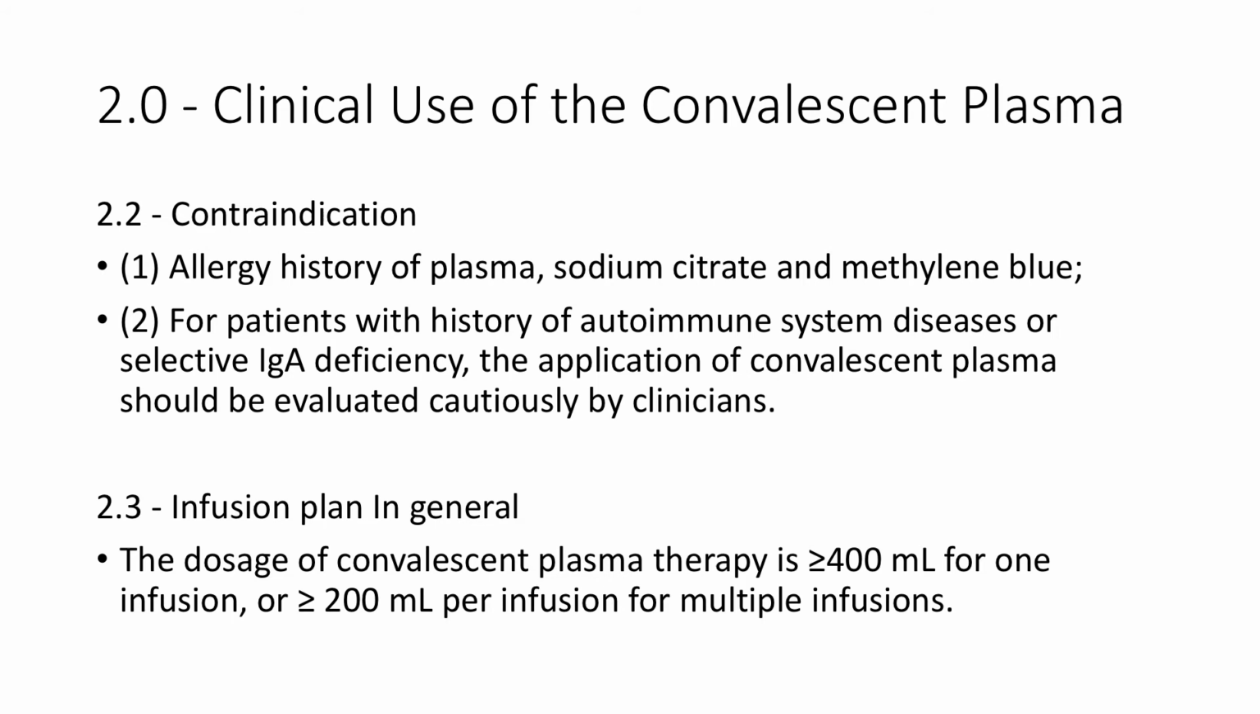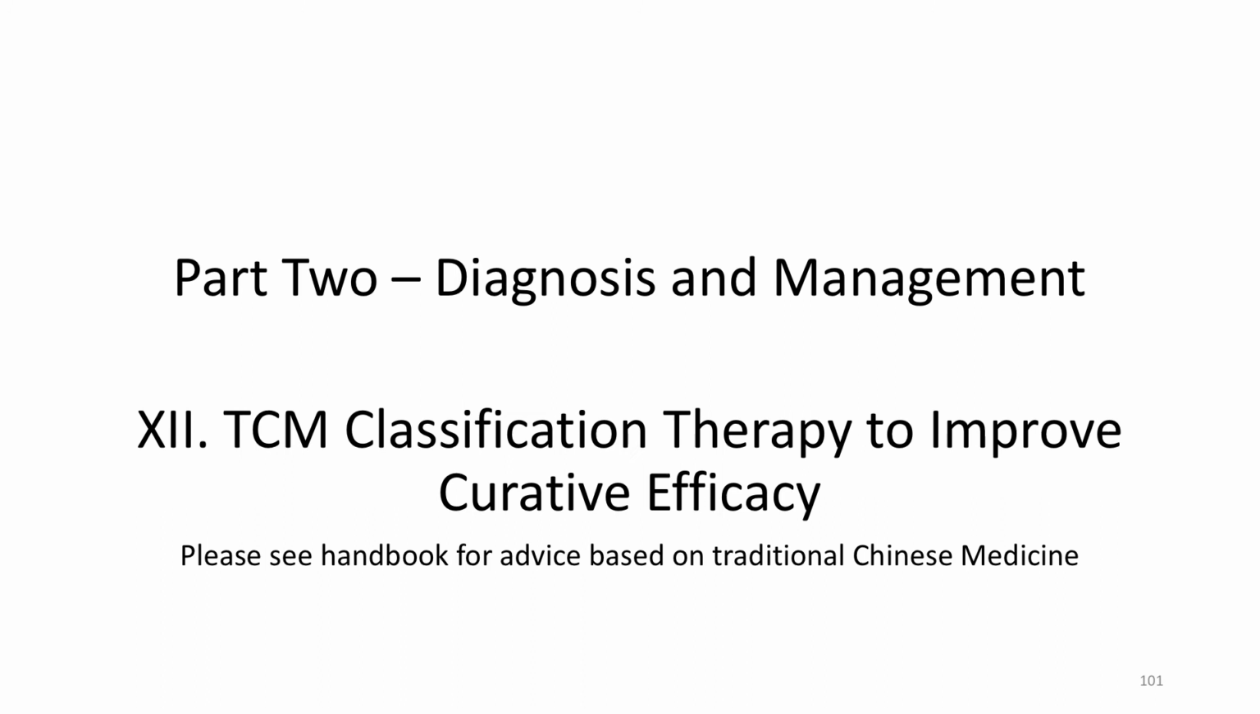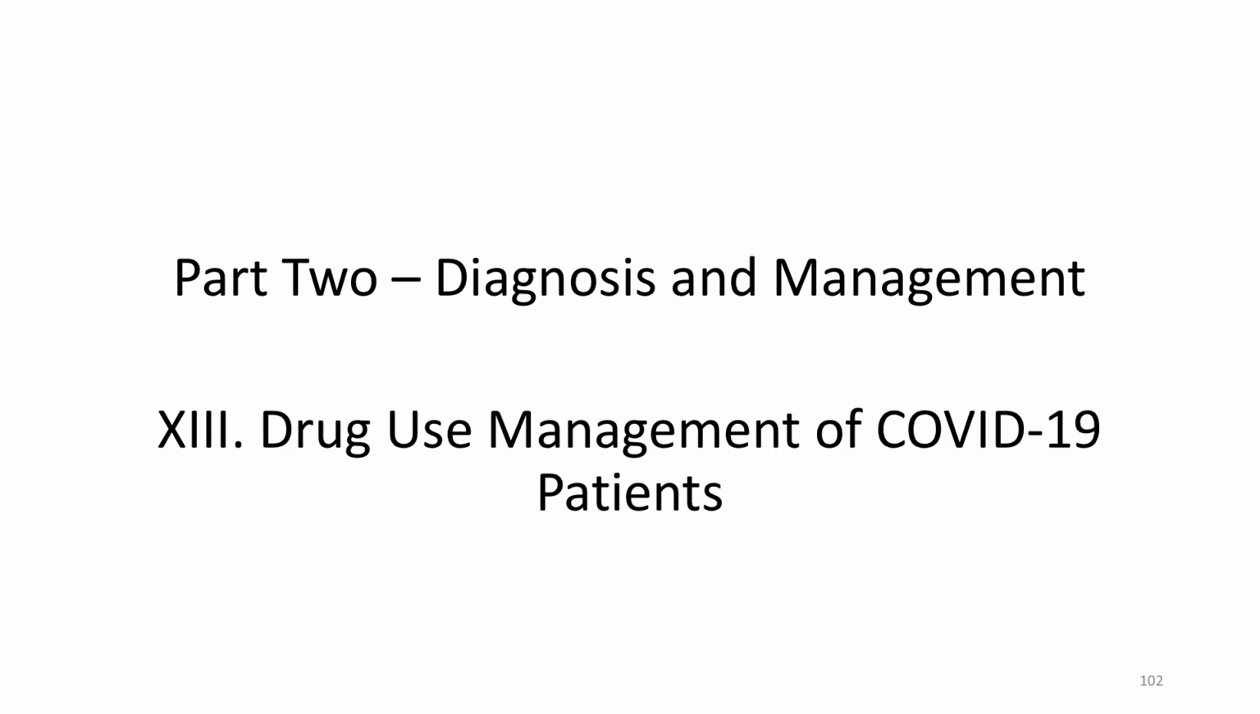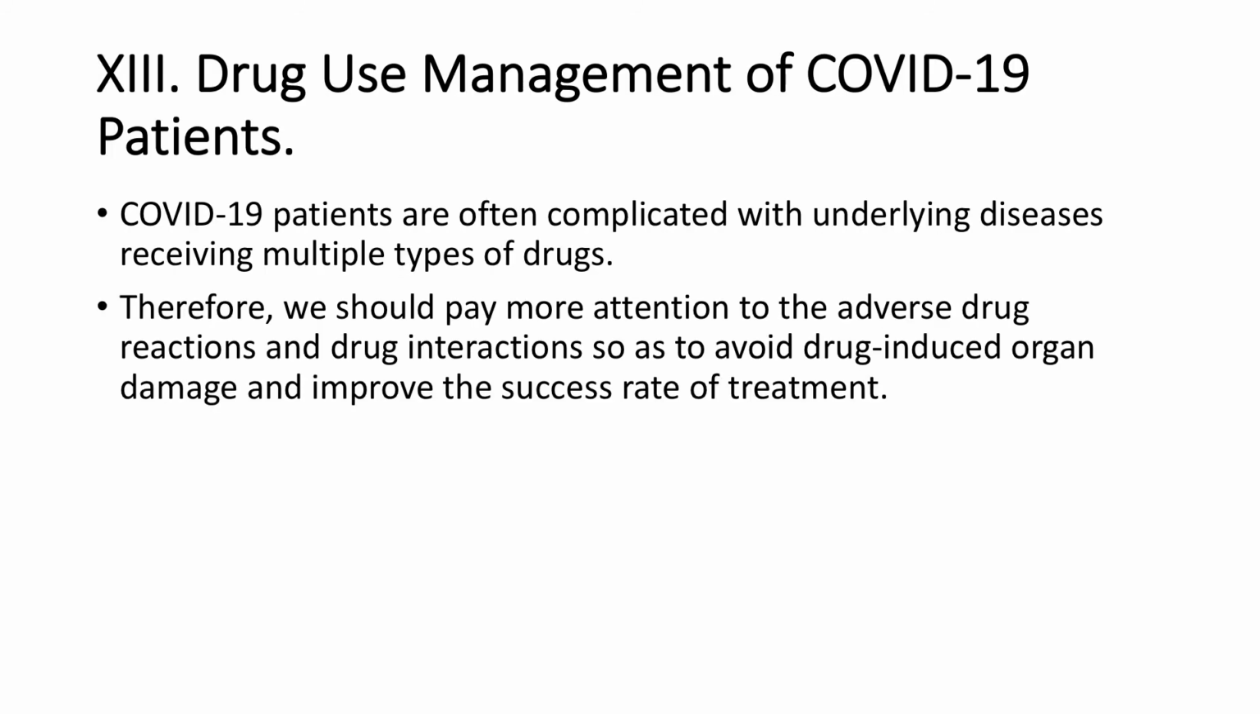Now we come on to section 12, which is TCM classification therapy to improve curative efficacy, and I suggest you see the handbook for advice based on traditional Chinese medicine. Section 13, drug use management of COVID-19 patients. COVID-19 patients are often complicated with underlying diseases and receive multiple types of drugs. Therefore, we should pay more attention to adverse drug reactions and drug interactions so as to avoid drug-induced organ damage and improve the success rate of treatment.